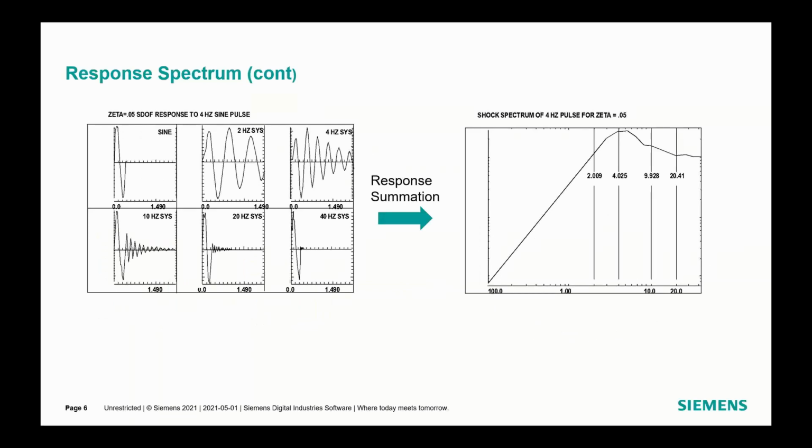So here's another graph basically showing what's going on. We have a discrete 4 Hertz sine pulse, and we're looking at those individual single degree of freedom systems' responses, and then they're all summed together to produce this response spectrum curve.